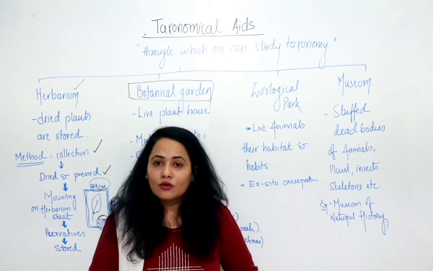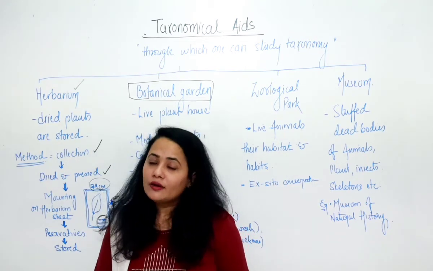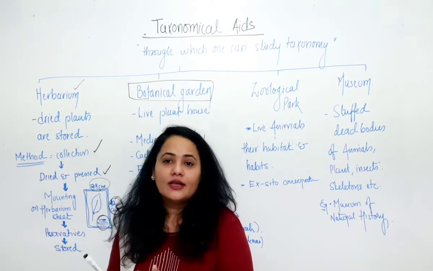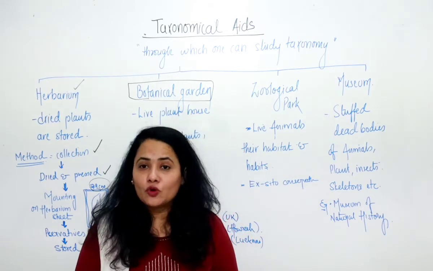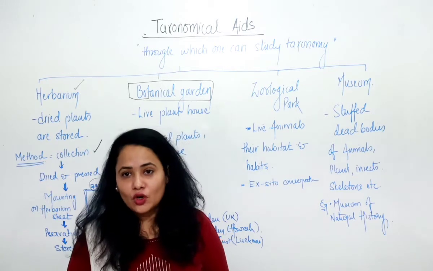So these are all the taxonomical aids. Remember that there are four. First, where plants are stored in a dried form, that is herbarium. Second, plants are kept in a live form, cultivated, that is botanical garden. Third, animals are kept in a live form, that is known as zoological park.